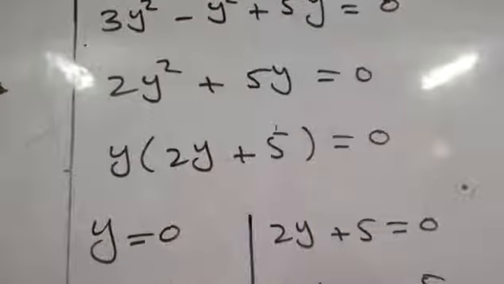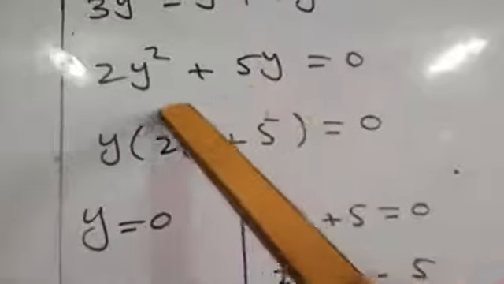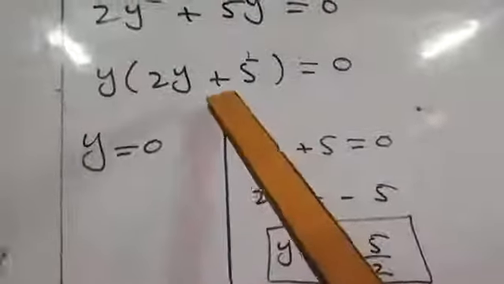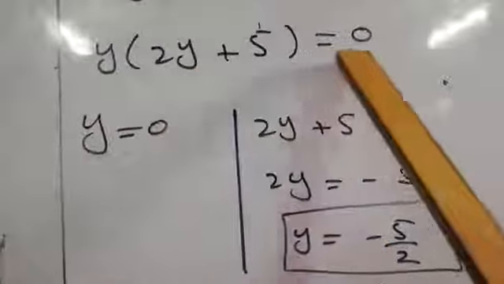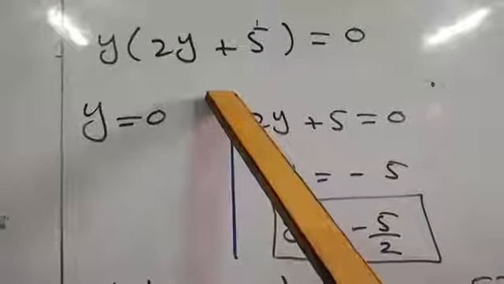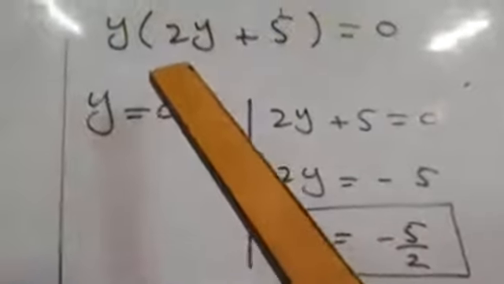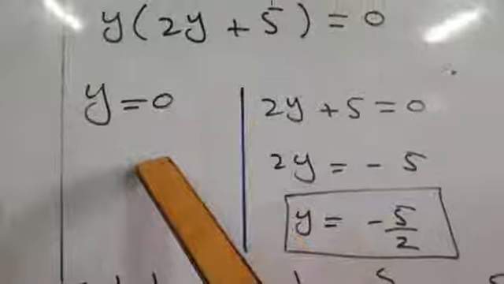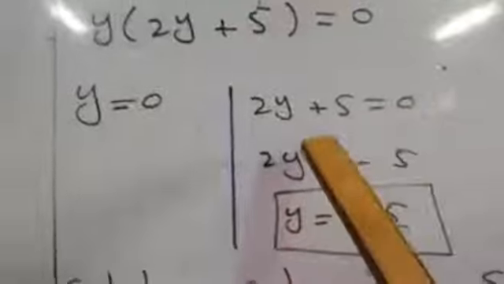Now you know that in factorization the first rule is that we will take the common. Here y is the common value. So we will take y as common and get y into 2y plus 5 equals 0. Now this is the product of two values. You know the rule that if the product of any values is equal to 0, it means that at least one value must be equal to 0. So either y equals 0, or 2y plus 5 equals 0. We will put these two values as they are.